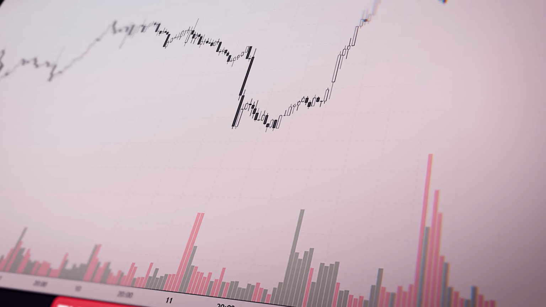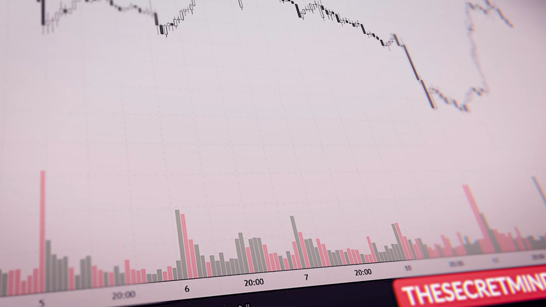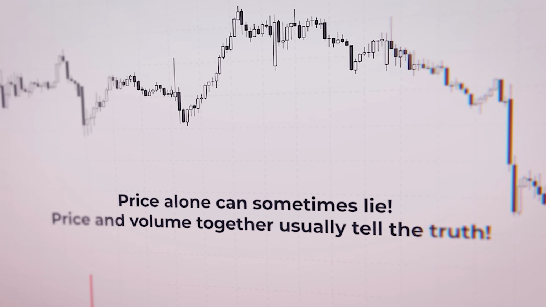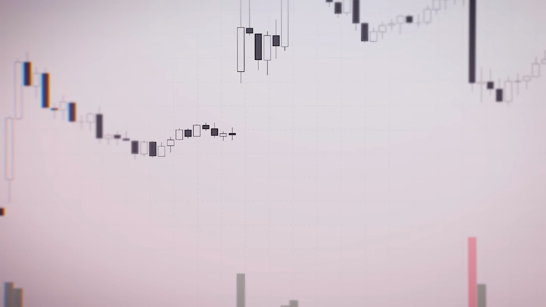Volume helps confirm price action. It's like a lie detector for price moves. Price alone can sometimes lie, but price and volume together usually tell the truth. But it's not just about whether volume is high or low.